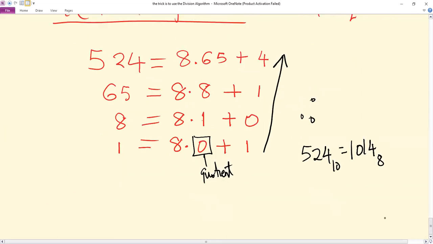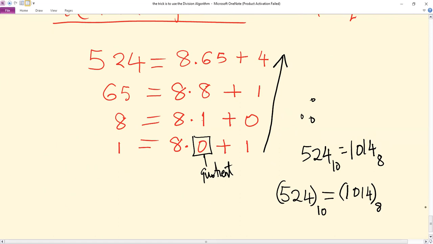Or you can write it as 524 in brackets with subscript 10 equals 1014 base 8. Remember, these numbers are order sensitive, so this is how you need to write them. We're saying from bottom up, not the other way around. If you write it the other way around, then the meaning of that number will be different.